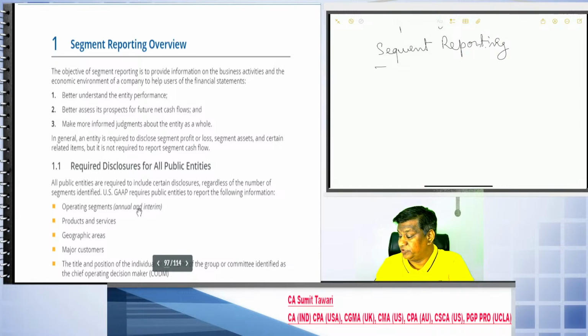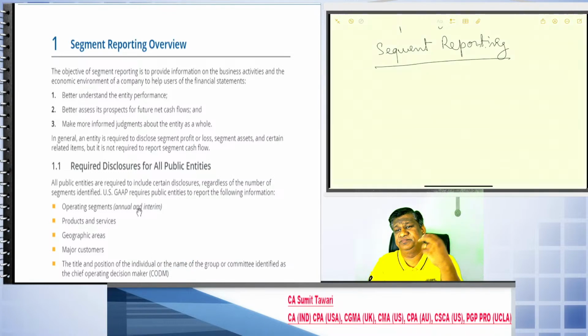Segment reporting is when we are doing business in multiple products or multiple geographic locations, and my business volume for a particular product or geographic location is more than 10% of total revenue. Then it is mandatory to disclose the profitability, asset value, and some of the balance sheet items pertaining to that segment. That is basically segment reporting.